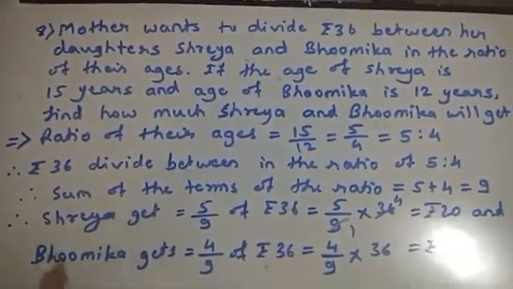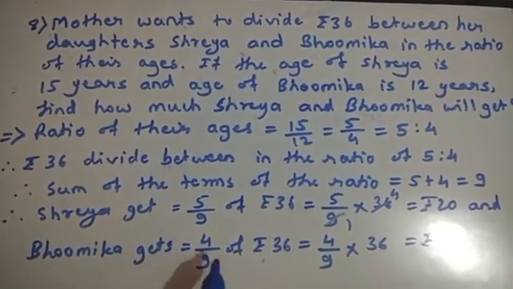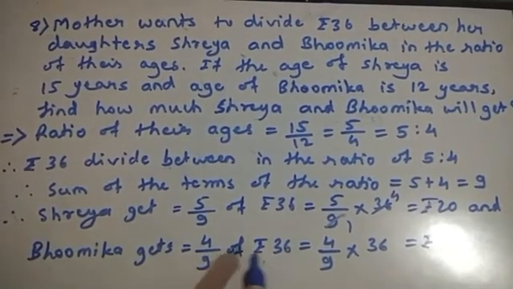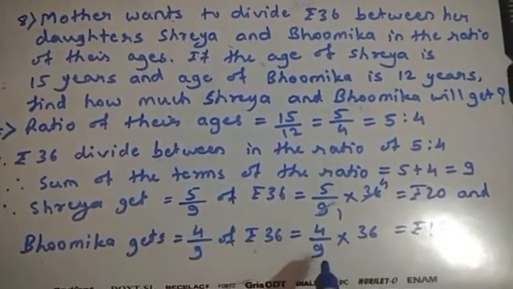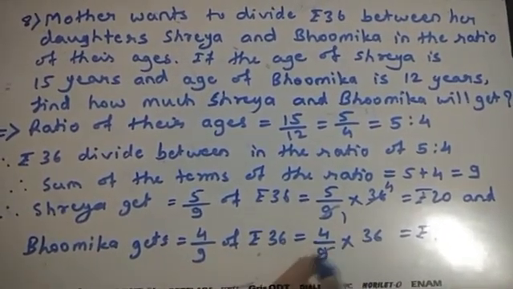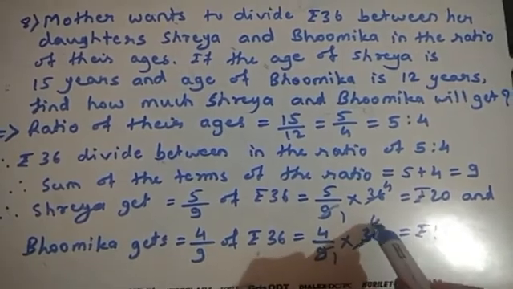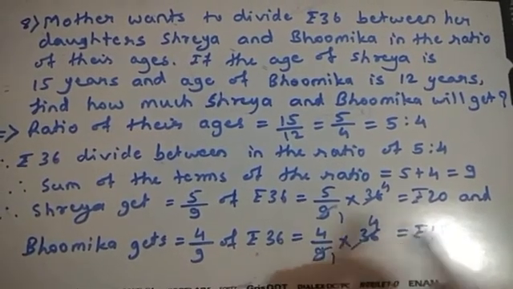In the same way, Bhumika will get 4 parts out of 9 of what? Rupees 36. Of means what? Multiplication. 4 upon 9 as it is. Now here this 36 as it is. 9 ones are 9, 9 fours are 36 again. Now 4 fours are 16 rupees Bhumika will get.